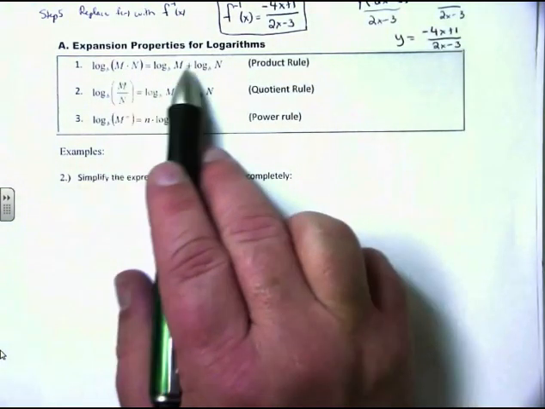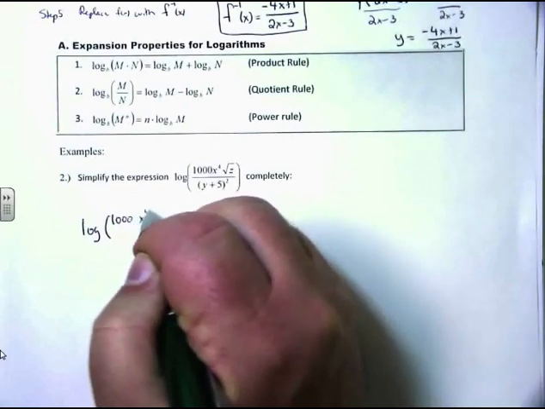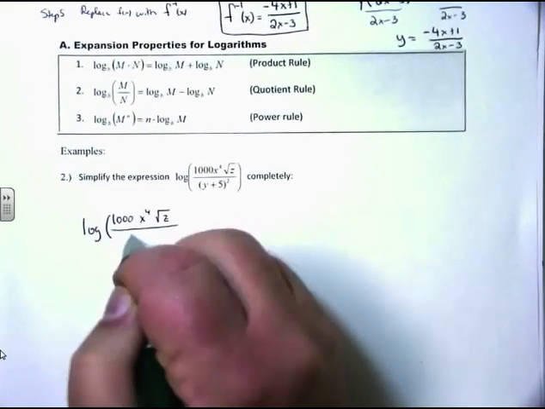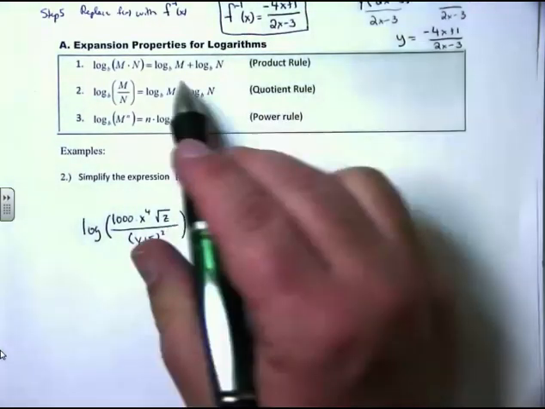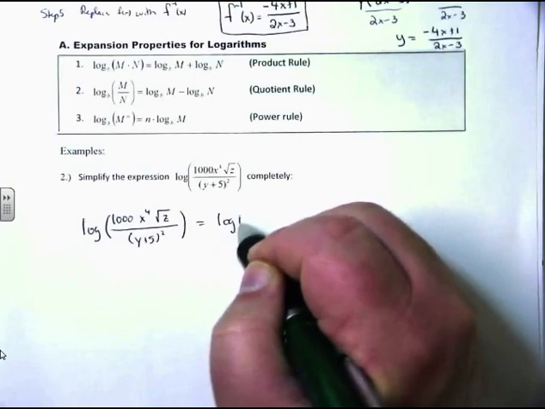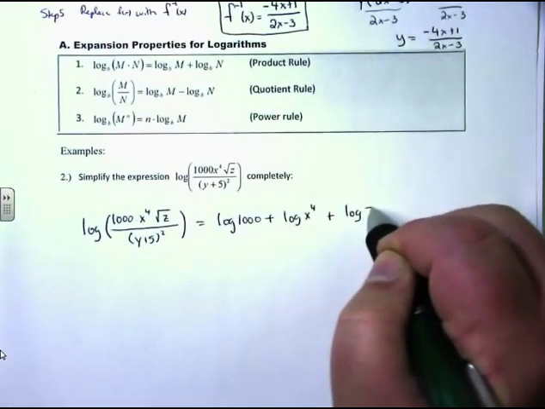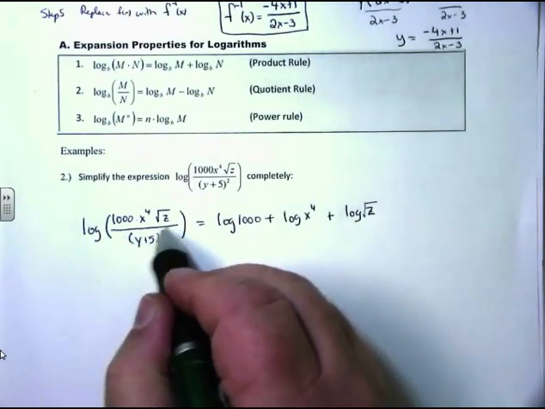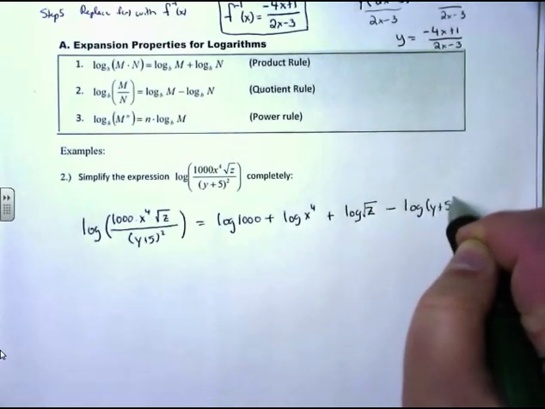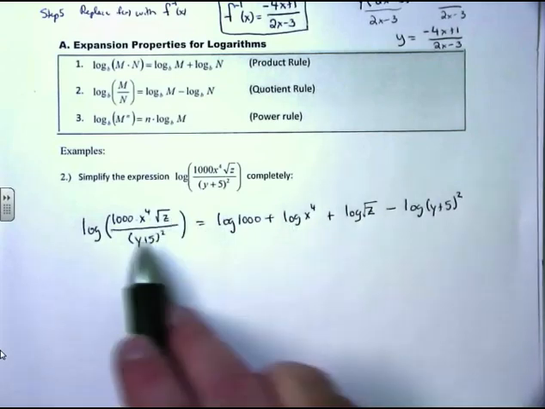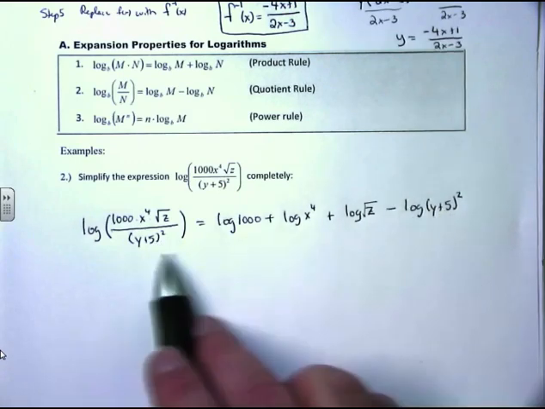But first off, let's do our log properties. Log property says multiplication turns into addition and division turns into subtraction. So this log of 1,000 times x to the 4th times the square root of z, divided by (y plus 5) squared. What's in the numerator is being multiplied, and multiplication turns into addition. So this will be the log of 1,000 plus the log of x to the 4th plus the log of the square root of z. But the things in the denominator are being divided. This will be minus the log of (y plus 5) squared. Multiplication turns into addition, division turns into subtraction, and anything in the denominator is being divided, so it'll be a minus.